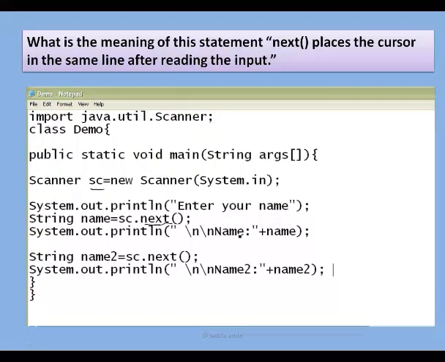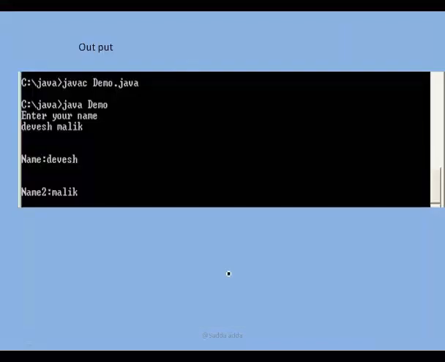Now printing. In the next statement, I am again using the same reference variable, calling the same function and assigning the value returned by this function to another variable and printing it. Let's see the output of this program.